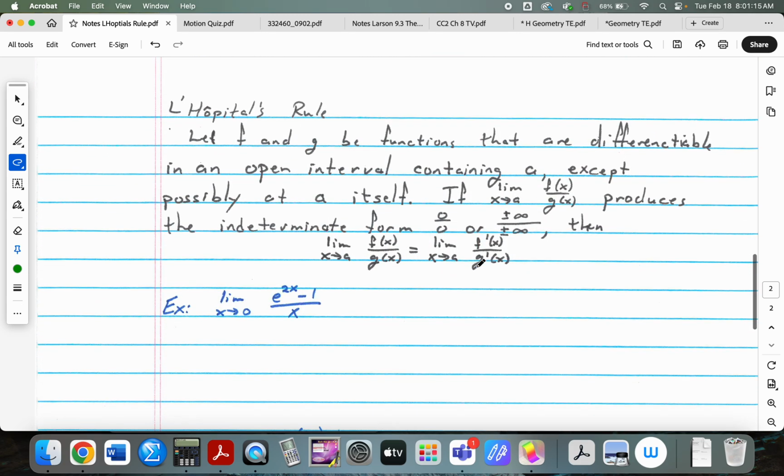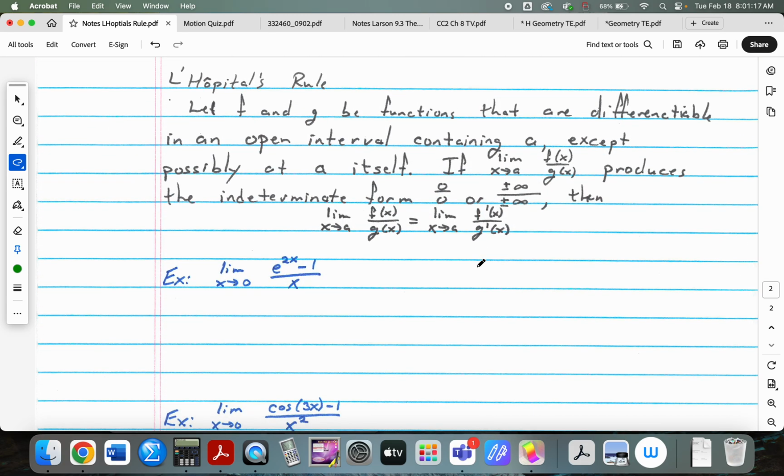If you'll turn to the back, here's what L'Hopital's rule says. If f and g are functions that are differentiable in an open interval containing a, except possibly at a itself, it's okay if they're not defined at a, because remember, with limits, we don't care what happens at the point, we just care what happens near that x value.